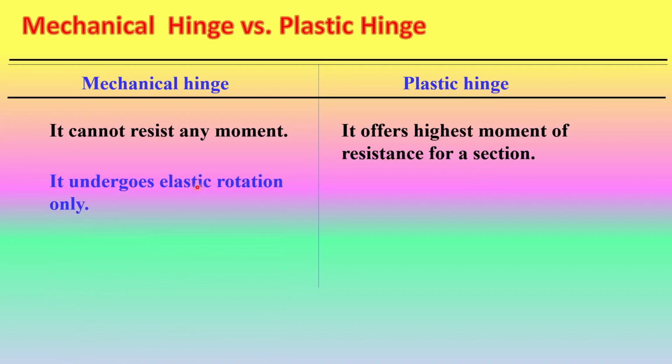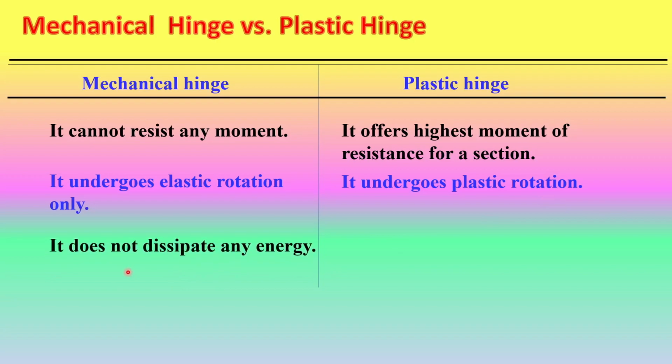The mechanical hinge undergoes elastic rotation. It does not undergo plastic rotation because the system cannot carry much moment. But the plastic hinge undergoes plastic rotation. A mechanical hinge does not dissipate any energy because it is simply rotating without much action, whereas a plastic hinge dissipates energy through hysteresis. Energy is absorbed in the system from earthquake or wind, and it has to be dissipated, otherwise it will harm the system. So through hysteresis, the plastic hinge will dissipate energy. That is another advantage of the plastic hinge.